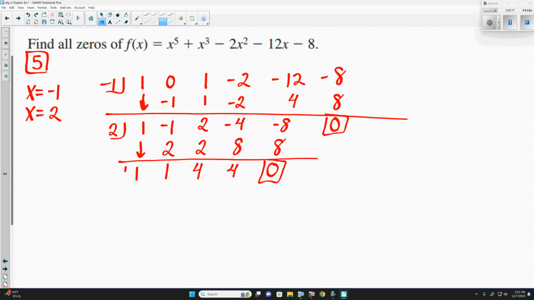So what we can do is try -1 again. Bring down the 1. -1 times 1 is -1. -1 plus 1 is 0. -1 times 0 is 0. 4 plus 0 is 4. -1 times 4 is -4. And it does work.